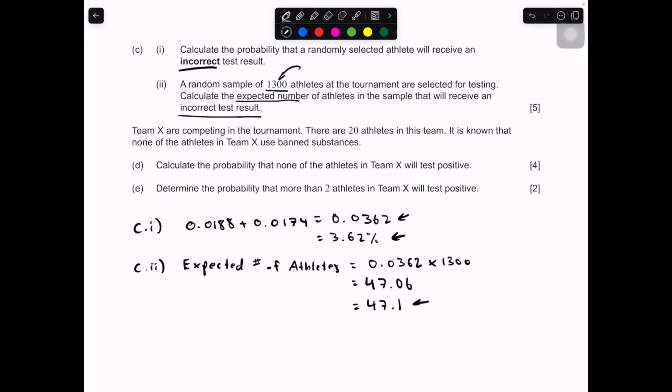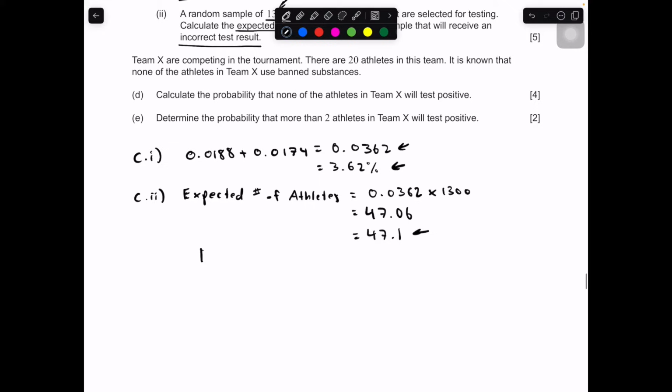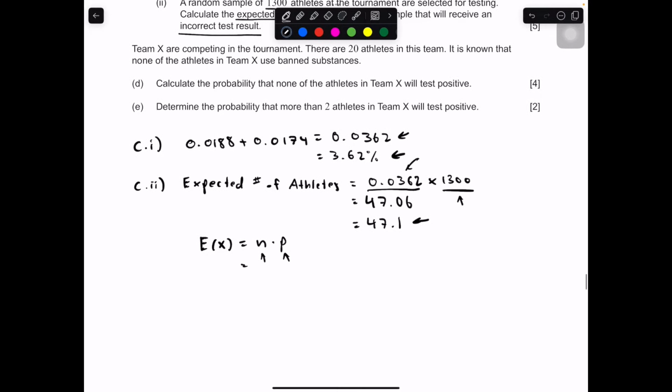Okay, there we go. Here's the formula, if you want. Equals n times p. This is essentially number of trials times probability, or that 0.0362 times 1300. So this is the number of trials, number of individuals, times probability of occurrence. All right.